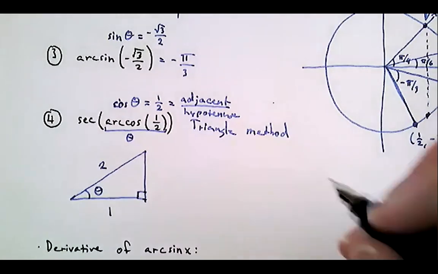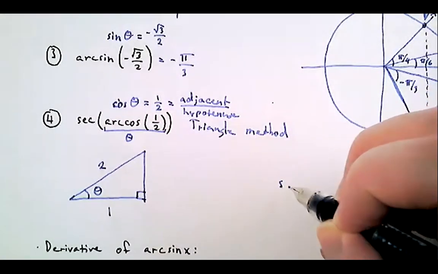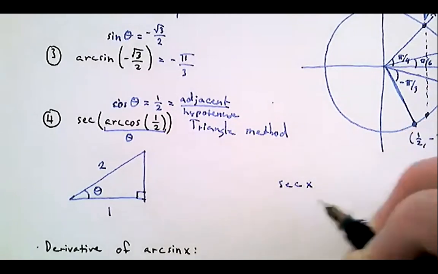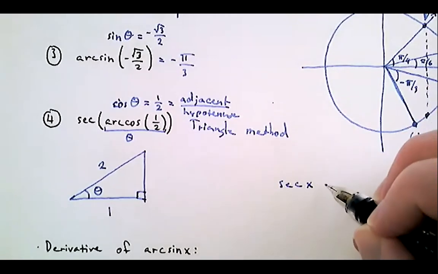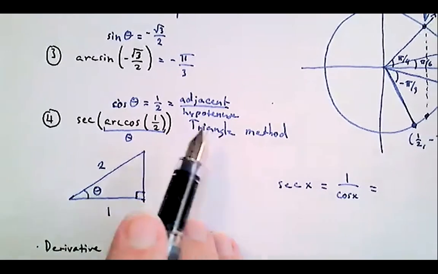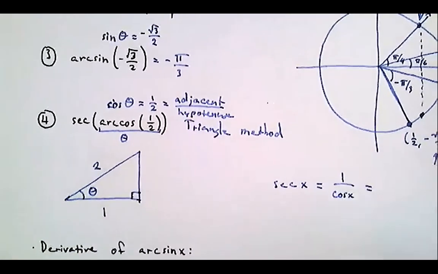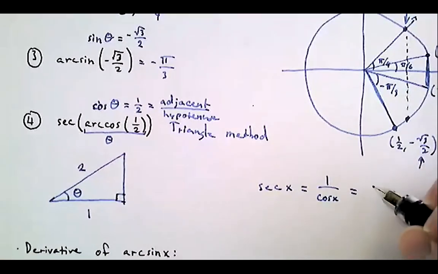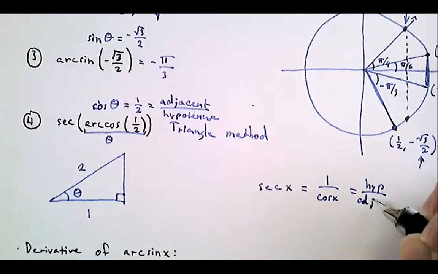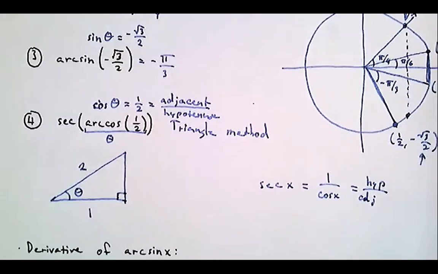Okay, that's getting a little messy. Off to the side, let me remind you what secant is. If you plug in something to secant, this is just 1 over cosine. So that means it flips this. It's the hypotenuse over the adjacent side.